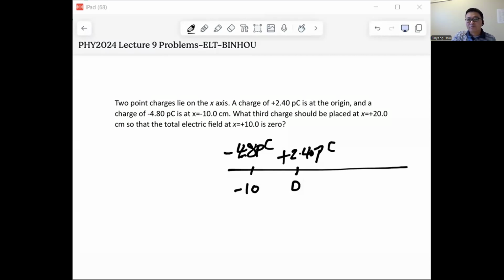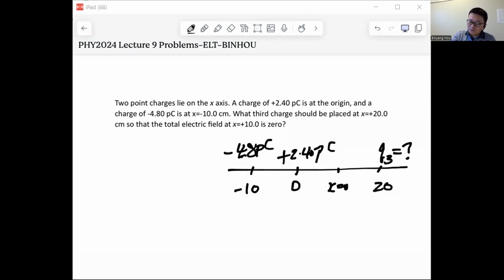And then it's asking what third charge should be placed at x equal to 20, so that the total electric field at x equal to 10 will be 0. So here x equal to 10. So the E field here should be equal to 0. So this is the Q3 we are looking for. All right, there's Q1, Q2.